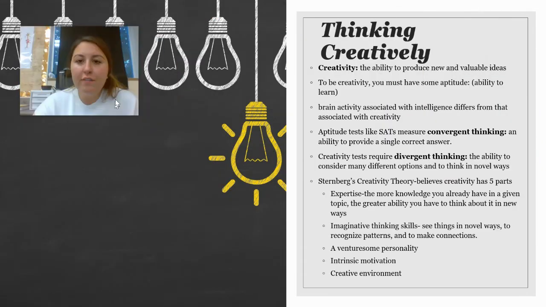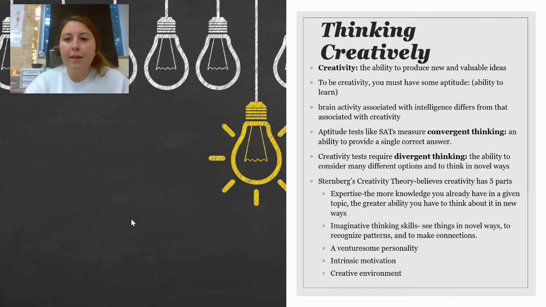And then we have thinking creatively. So what is creativity? It's the ability to produce new and valuable ideas. Now, in order to be creative, you have to have some level of intelligence. You have to have some aptitude or ability to learn. But brain activity associated with intelligence actually differs from that associated with creativity. Just because someone has super high intelligence does not mean they are super creative.